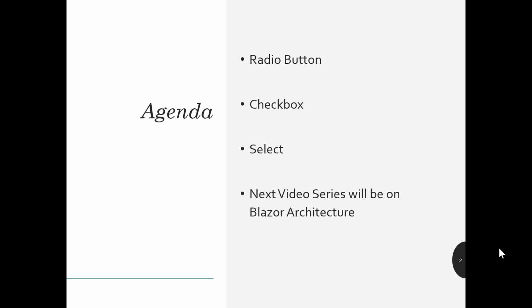The agenda for today will be a radio button in a Blazor form, a checkbox in a Blazor form, and a select or drop down in a Blazor form. Now this will be the last in the series relative to Blazor Forms with Validation, and in the next series I'm going to start talking to you about Blazor architecture.